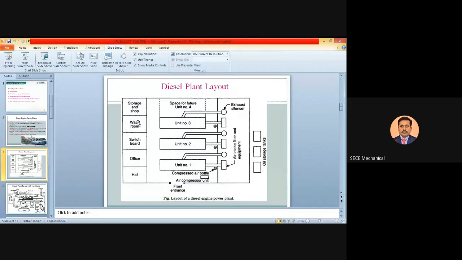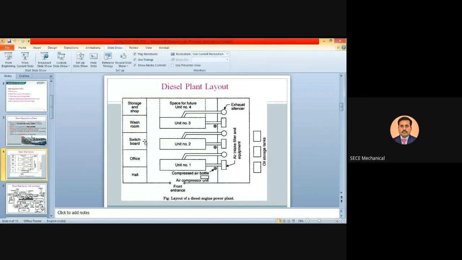Water and washrooms are required. Because you want to clean some apartments, you will go to the washroom and you have to clean it, and then you have to fix it. Likewise, some maintenance activity also should be taken care of with the help of this washroom. So what I am trying to say is, if you want to implement a diesel power plant in your location, these are the essential layout, the essential plant components.